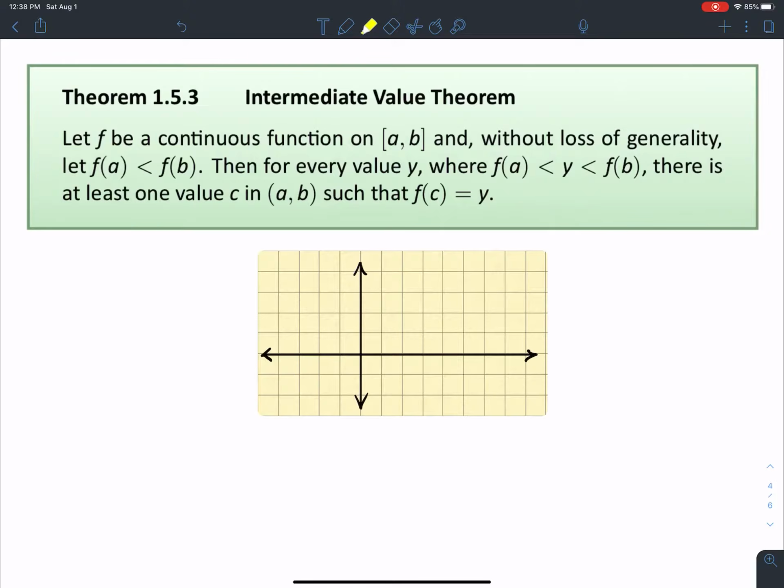So without loss of generality, this is a fancy way of just saying we're going to pick one of these to be smaller than the other. So I'm going to have an interval from a to b, and I'm just going to say f of a is less than f of b. So that function output for a is going to be less than the function output for b. It could be flip-flopped, but we're just doing without loss of generality so that we can draw a picture.